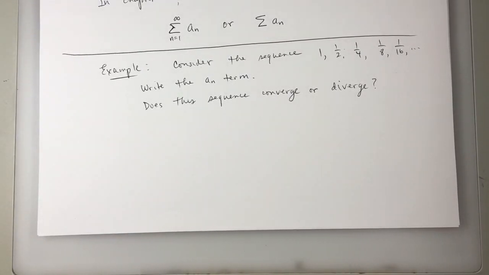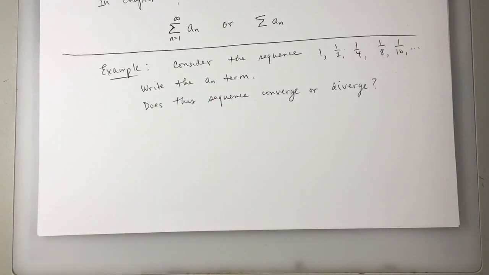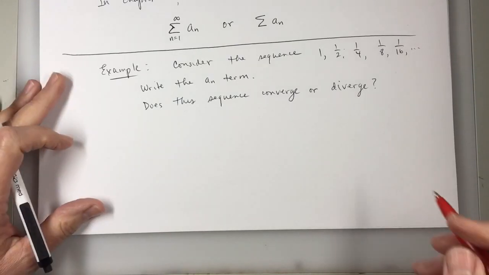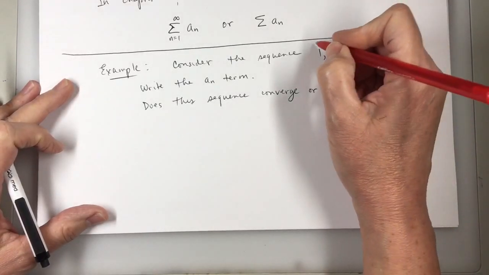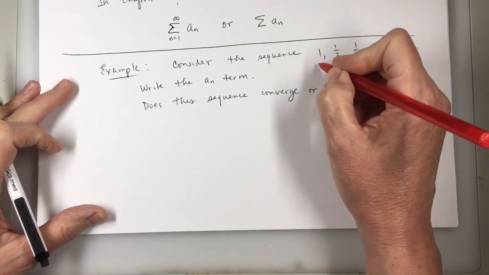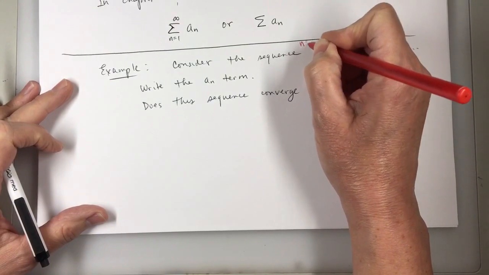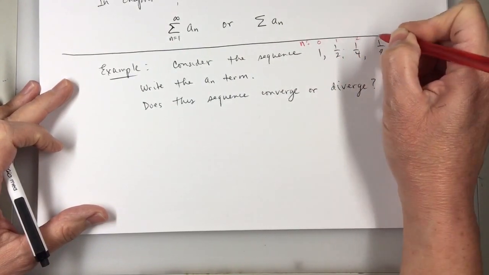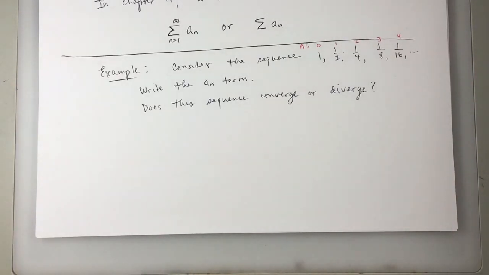So for this sequence, what is the a sub n term? Now, it would make a difference what you're going to let n start with. I think I'm going to let n start with 1 or 0. I'm thinking 0. So if n is 0, let's put this right here: 0, 1, 2, 3, 4, and so on. Then the a sub n term would be what?